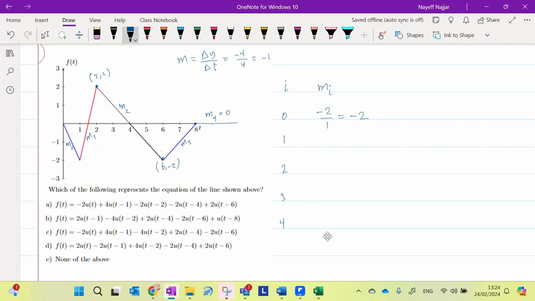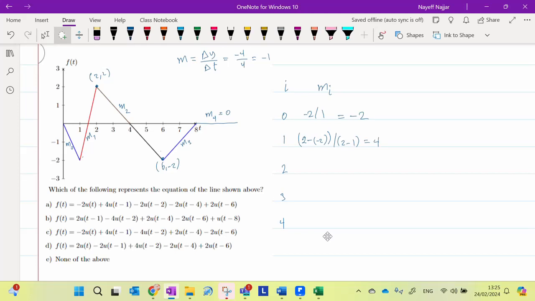And then for m1, this is m1. Okay, m1 should be -2 over 1. For this segment in here, this should be 2 minus -2. Let me write it, 2 minus -2, because I know some of you get confused. So -2 minus -2, and the delta x is 2 minus 1. So this is 4 over 1, which is equal to 4.